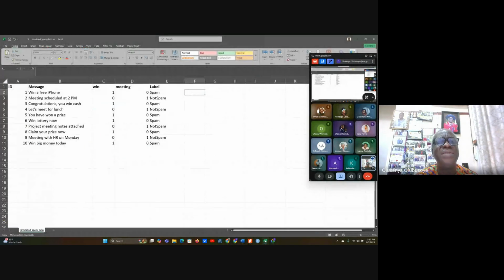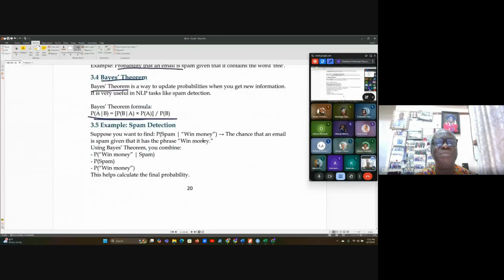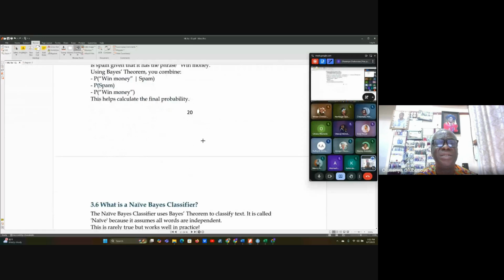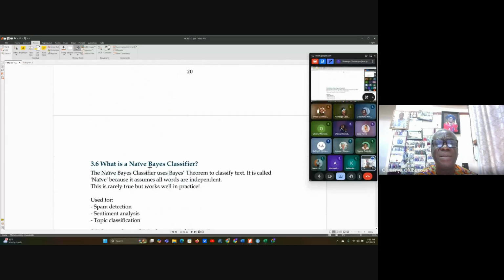Now look at this data. So we will quickly take this data now to the R environment. We want to see how we use the Bayes classifier, which is where we are going now.